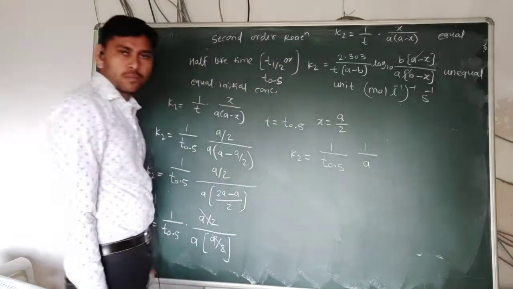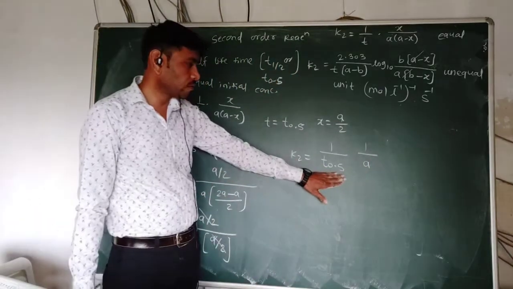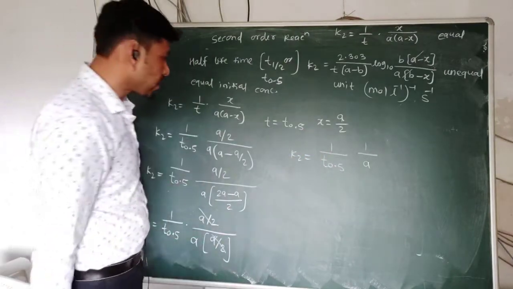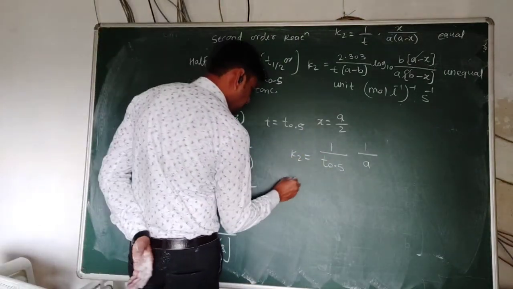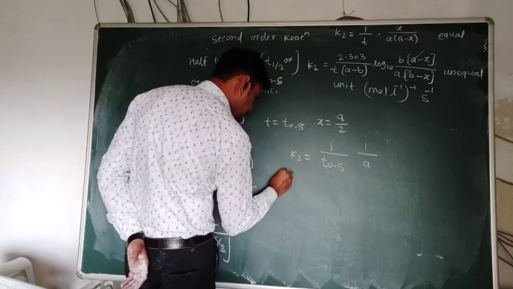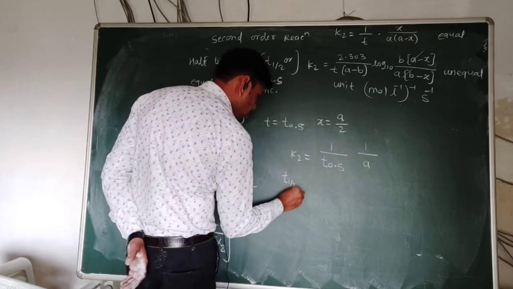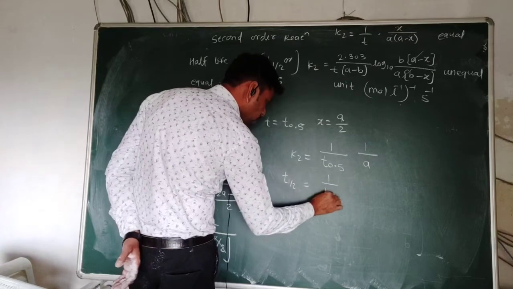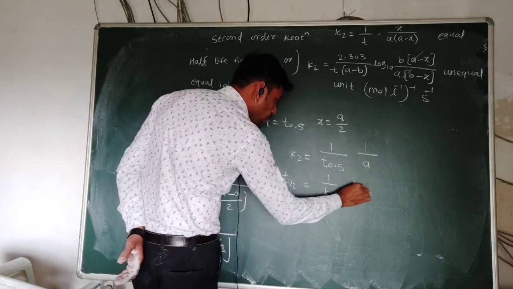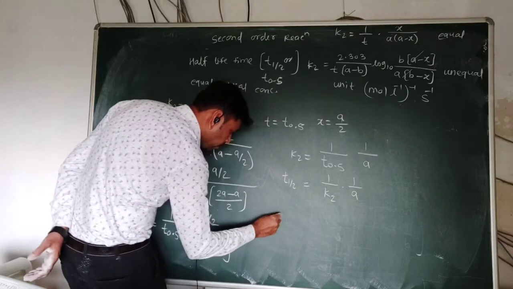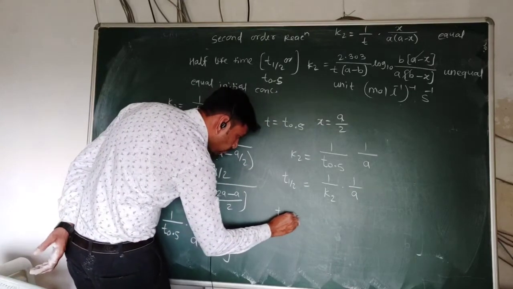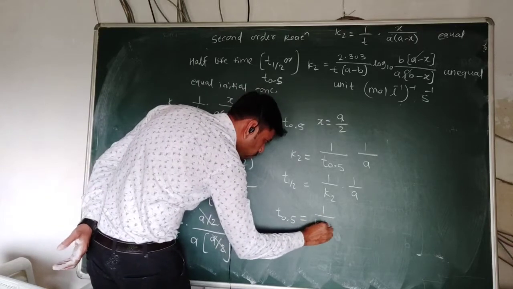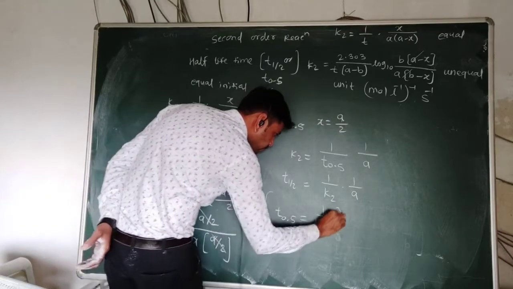We have to find out the value of t 0.5, that is the half lifetime required to complete the reaction. Rearranging this equation for t 1 by 2 or t 0.5, t 0.5 equal to 1 upon k2 into 1 upon a, or simply we can write t 0.5 equal to 1 upon k2 into a.